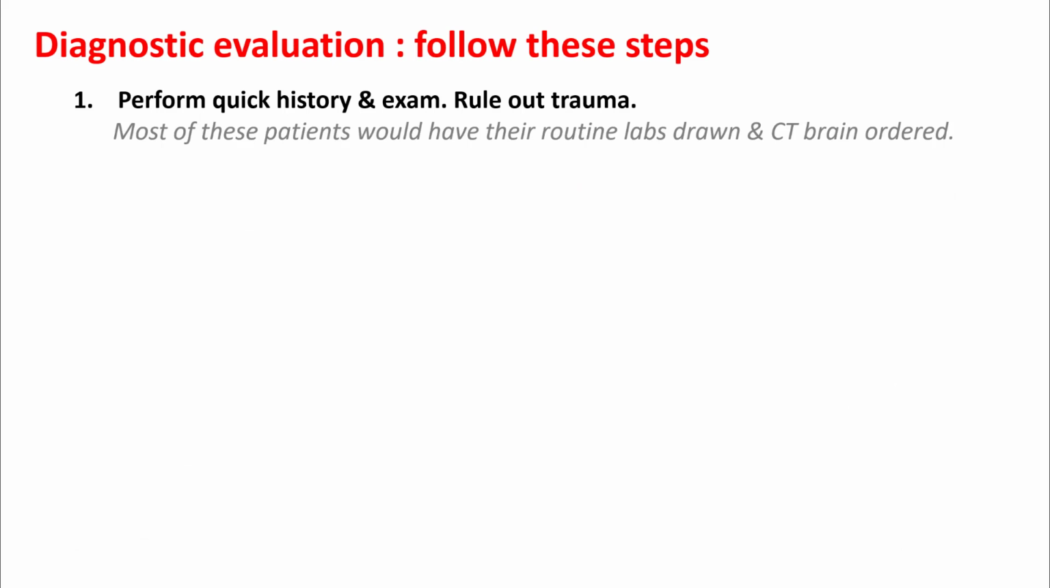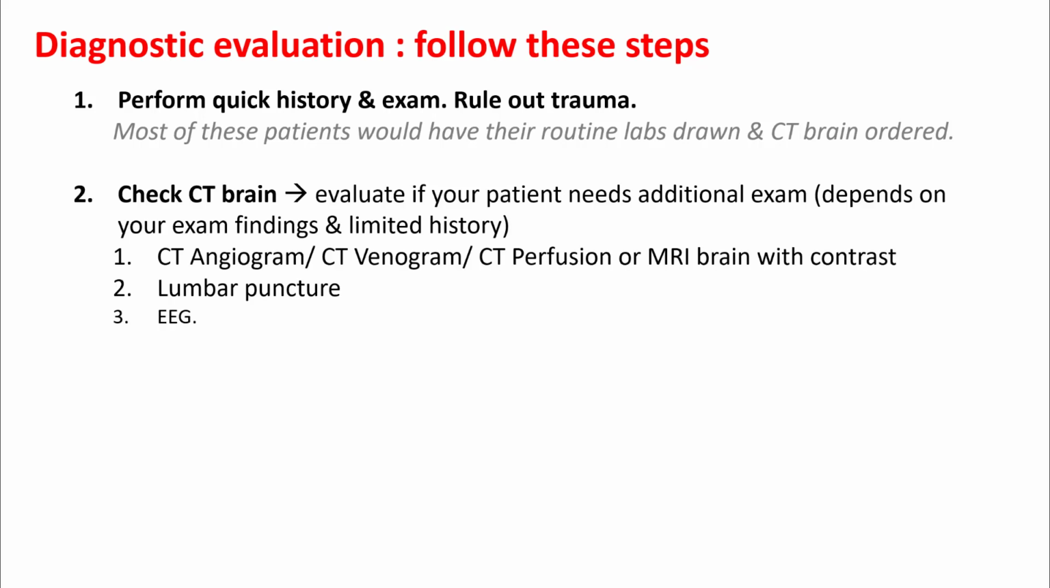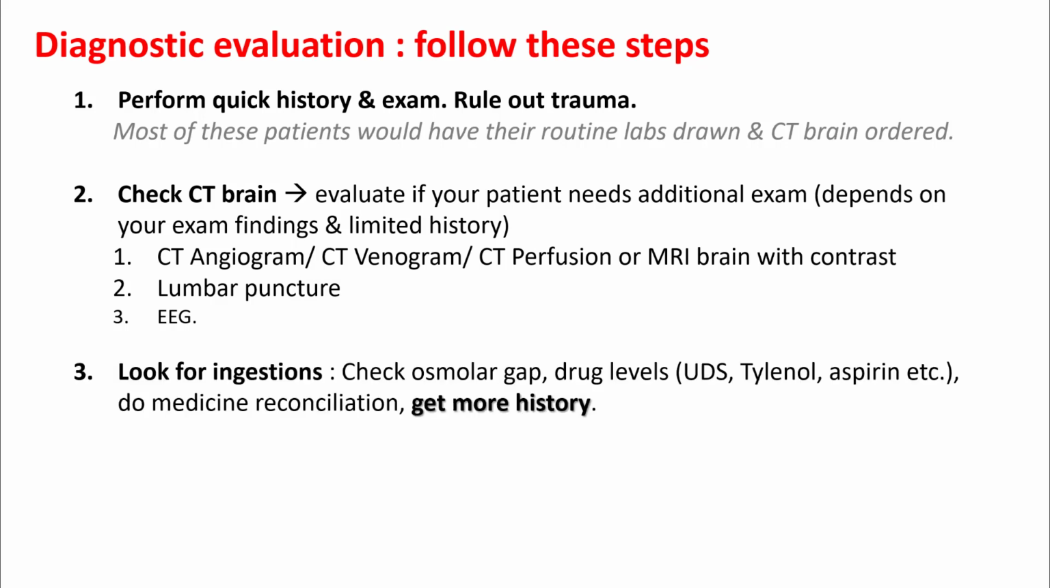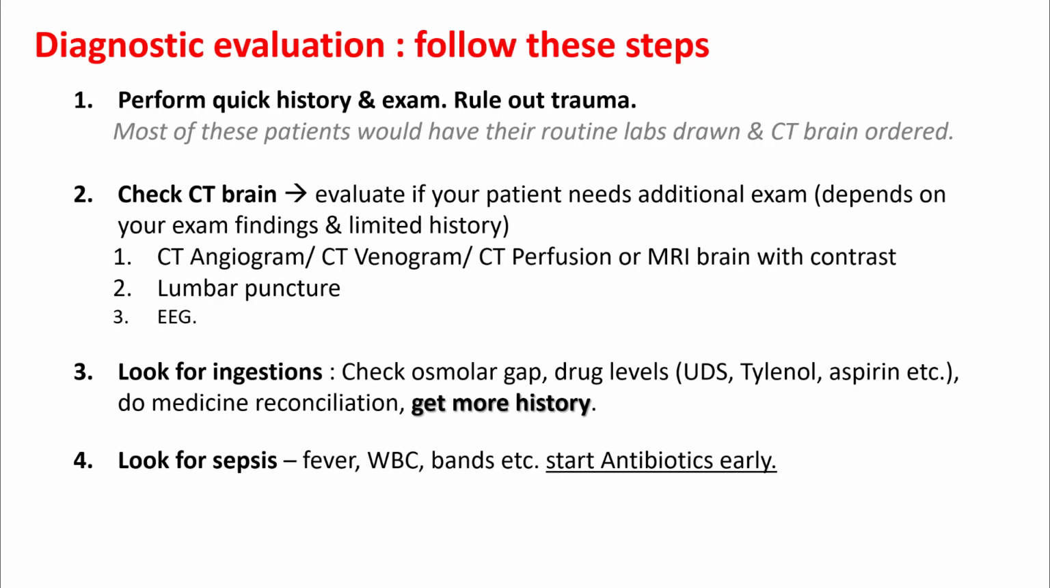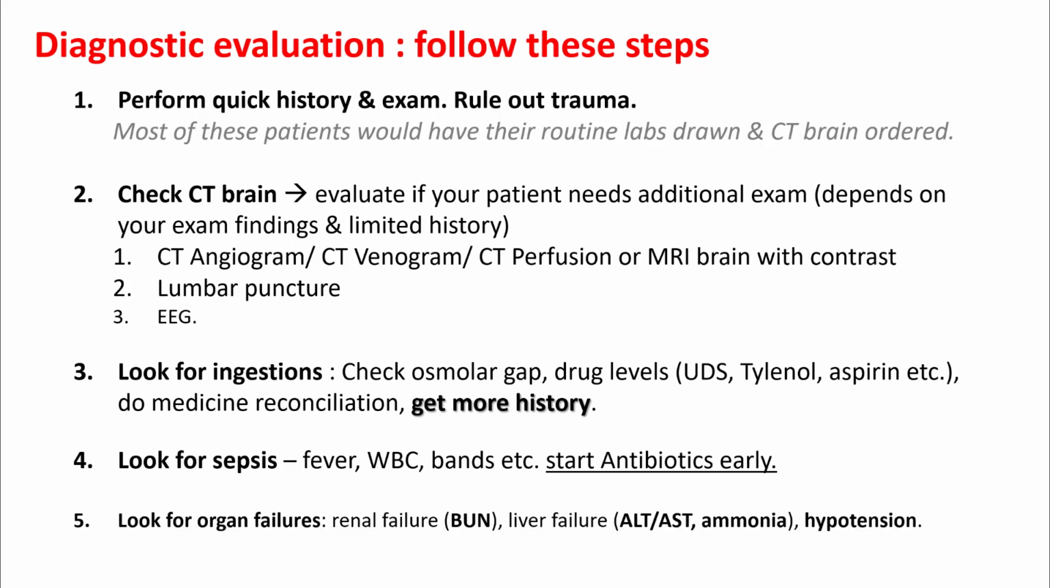Next, perform a quick history and exam, rule out trauma, check CT of the brain, and see if your patient needs additional exam. A negative CT does not mean your brain is normal. As per the indication, perform CT angio, lumbar puncture, EEG or MRI. Look for ingestions, check osmolar gap, drug levels, do a thorough medication reconciliation and get more history. Look for signs of sepsis, start antibiotics early, look for organ failures, and look for endocrinopathies.